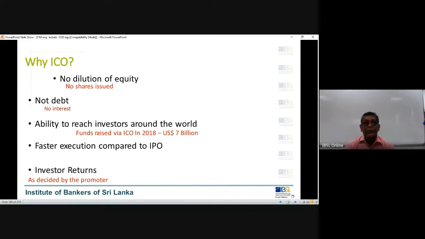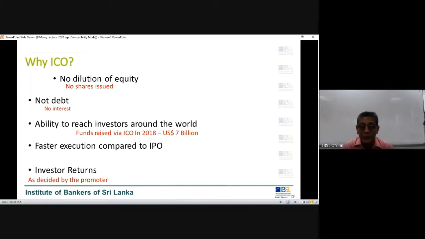And what is important when you compare IPO and ICO? Don't ask me for much detail. If you want detail, log into a website and see what an ICO is. They will explain it to you. So there are no shares issued, therefore no dilution of equity takes place, and no debt because there's no interest, right? The only thing is you get some returns and the ability to reach investors around the world, so you have a wide network.